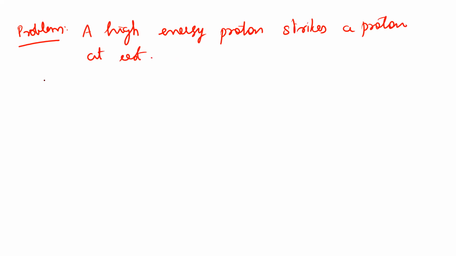Okay, the reaction is given like this: P plus P. A high energy proton striking a proton at rest gives P plus P plus P plus P bar. That's 3 protons and an antiproton.